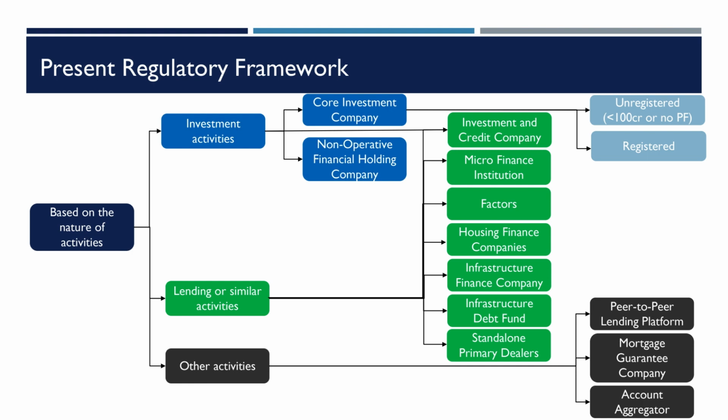So there are two ways. Either I get the NBFC factor registration, or if I'm already an NBFC ICC and I want to get into factoring business, I get a top-up license for doing the factoring business. There are two methods.